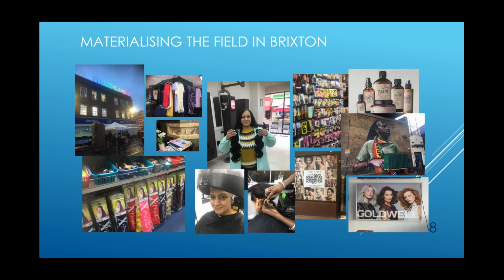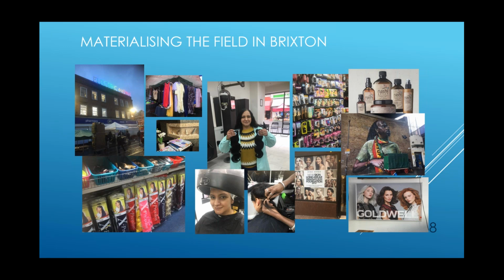And more recently, the space has become quite gentrified. So you see, it's a very vibrant place. It has huge superstores selling Afro hair products. You see quite lovely graffiti on the walls.